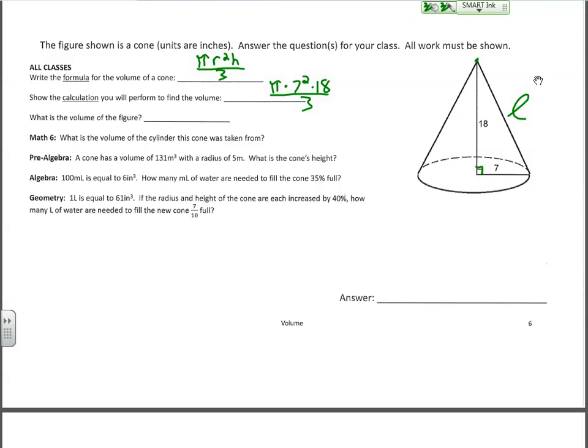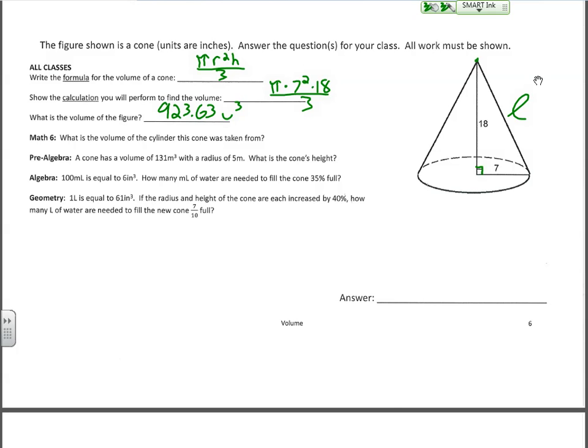Let me get my calculating tool here to do some quick maths. Pi times 49, which is 7 squared, times 18, divide that by 3, and we get 923.63. And there's no units provided, so we'll, oops, not units squared, we'll call it units cubed. There's no measurement provided, we just go with units.